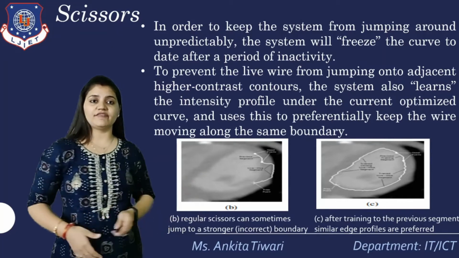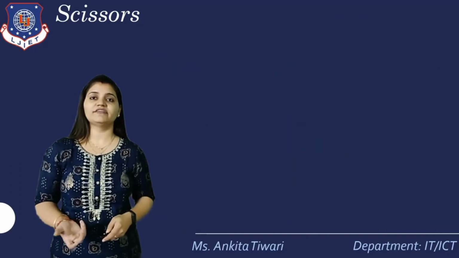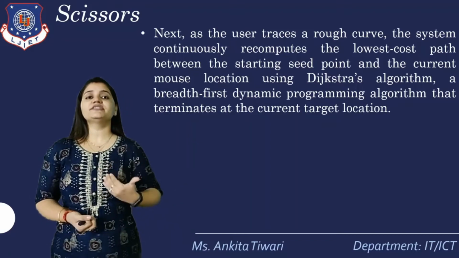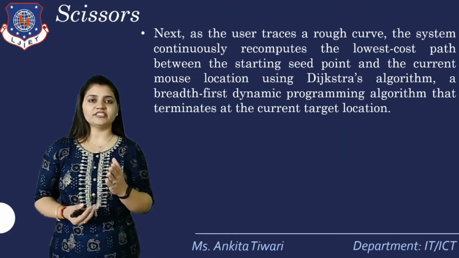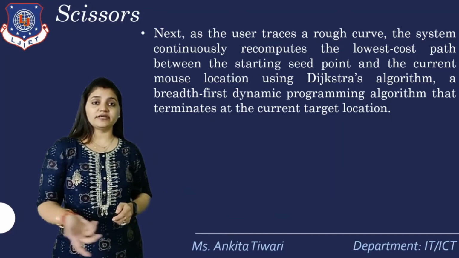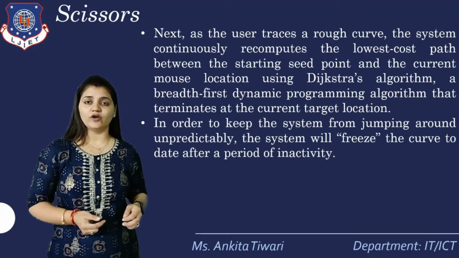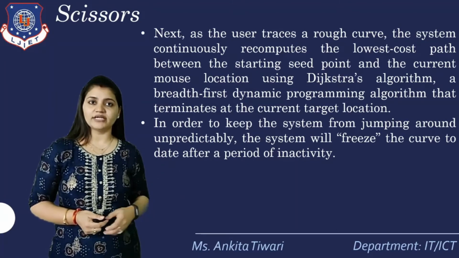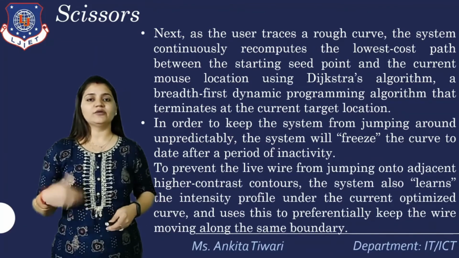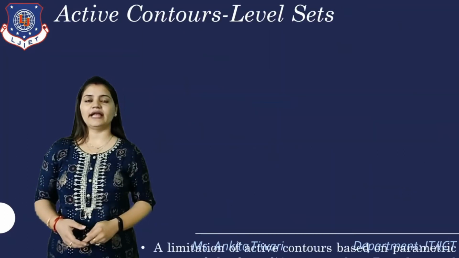So this is what happens when we take into consideration the profiles of the different curves. Next, as the user traces a rough curve, the system continuously recomputes the lowest cost path between the starting seed point and the current mouse location, which we have already seen using Dijkstra's algorithm. The breadth-first dynamic programming algorithm terminates at the current target location. To keep the system from jumping around unpredictably, it will freeze the curve, and to prevent the live wire from jumping to adjacent higher contrast contours, it learns the intensity profile that we discussed in the last slide and in the diagram I showed you.